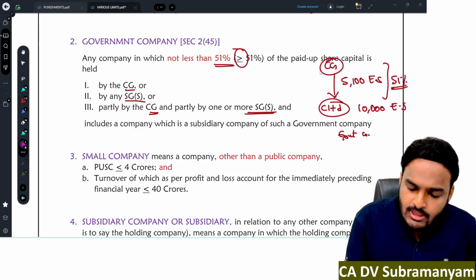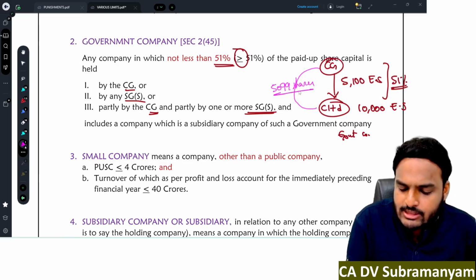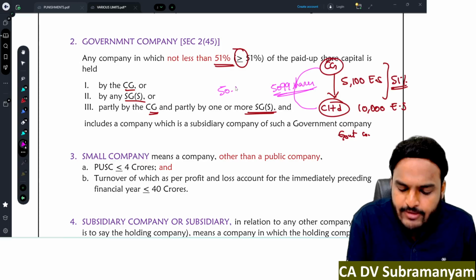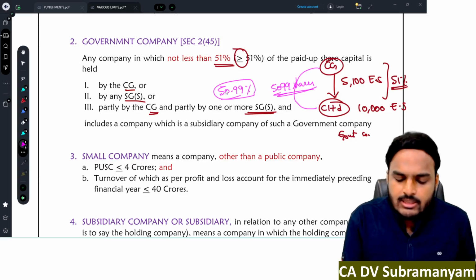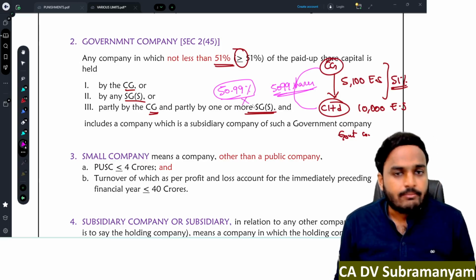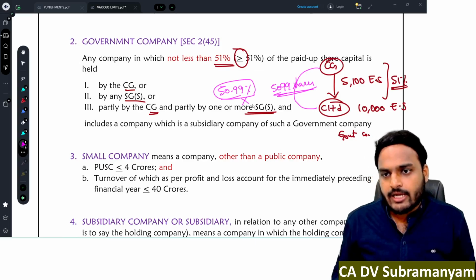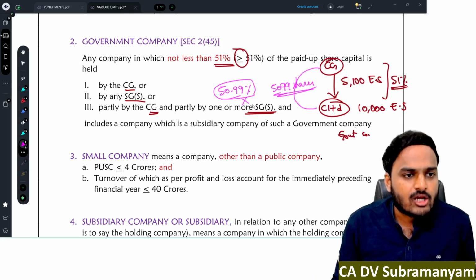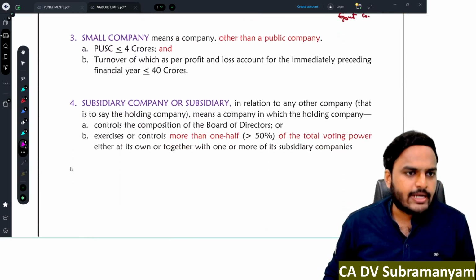Suppose central government is holding 5,099 shares out of 10,000 shares. In terms of percentage, it is 50.99%. Now can we call C Limited a government company? The answer is no. Why? The main condition is at least 51%, that means equal to 51% or greater than 51%. Any percentage less than 51, then that company is not treated as a government company. Is it clear?